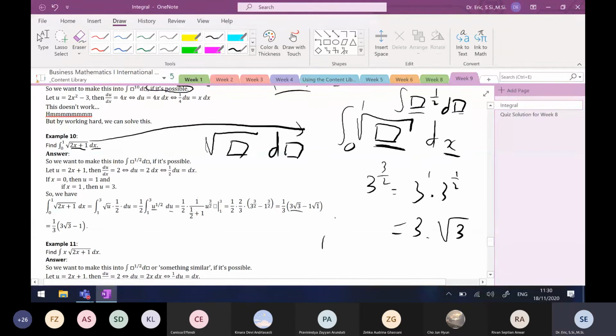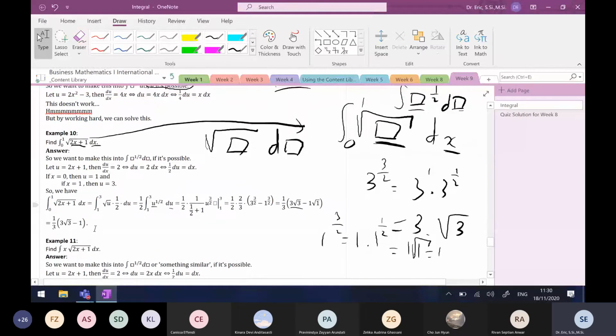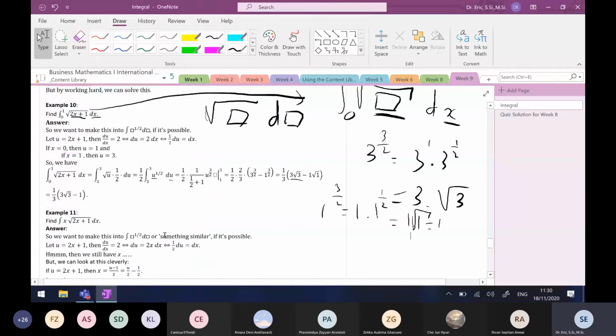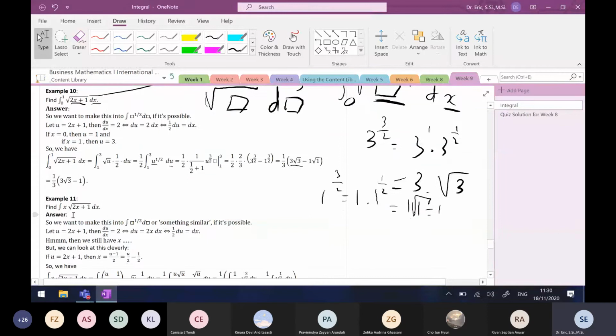And 1 to the power of 3 over 2 is the same. This is just 1 times 1 over a half. So you have 1 times 1 should be 1. Okay, so you have this as your final answer. Do you have any question until here? We will just discuss, for example, another one. Okay, what about this one?